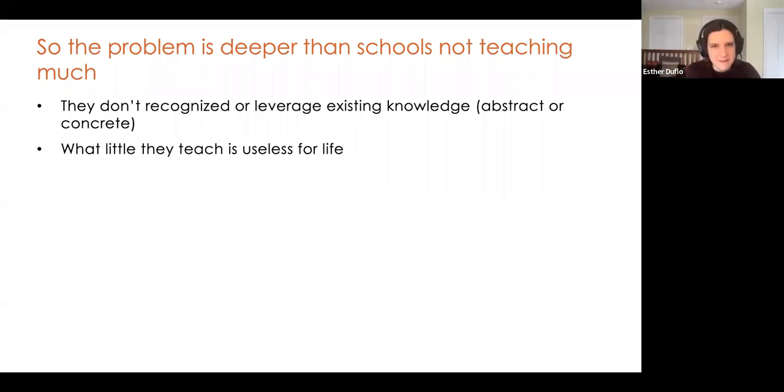So what this means is really deeper than the schools not teaching very much. First of all, they don't recognize or leverage existing knowledge, which is what we found among the market mathematicians. And then what little the schools teach is really useless for life, because these kids in Delhi who actually are pretty good at doing the math problems are completely unable to exploit it to do anything concrete in their life. So that's basically the state of school. It is much worse than not teaching. It's not recognizing that there is knowledge out there, and it's not teaching, and the little you are teaching, you're not connecting to what kids need to know.